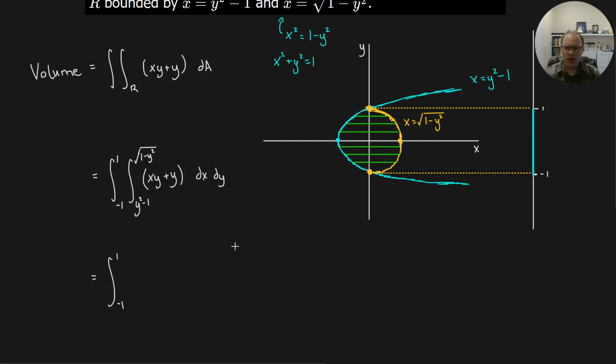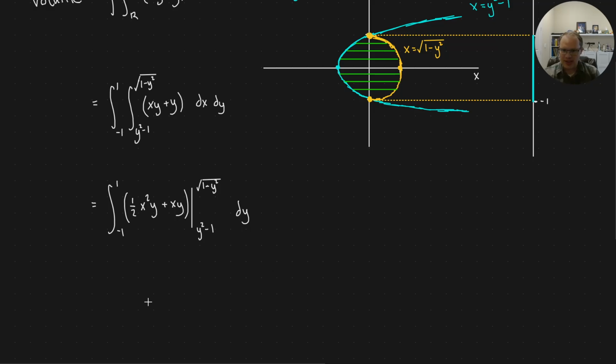All right, so integrating with respect to x, integral of xy, I get 1/2 x squared y, and integral of y, I get xy. Treating y as a constant, only integrating the x. I'm going to evaluate that from x equals y squared minus 1 to x equals root 1 minus y squared. Okay, so let's finish this up before we do that outer integral. So I want to plug my limits of integration into the x. That's the variable we integrated.